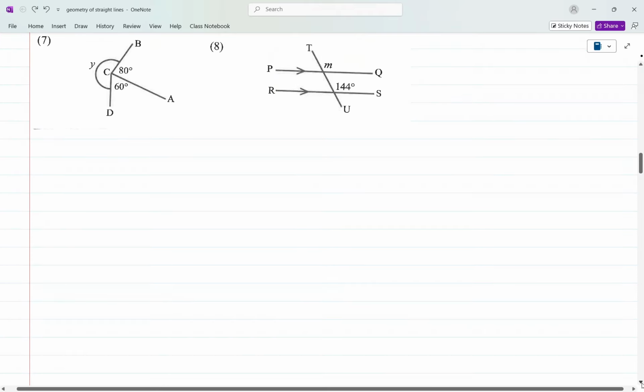Hi everyone. Okay, welcome back. We are moving on with geometry of straight line in grade 8 and grade 9. So we have two diagrams in front of us where we are going to be looking for the value of y and the value of m.